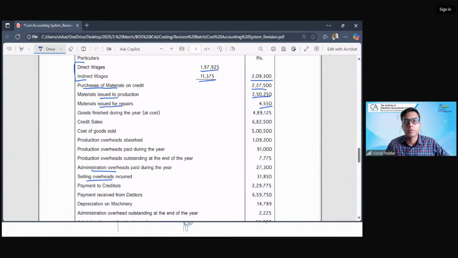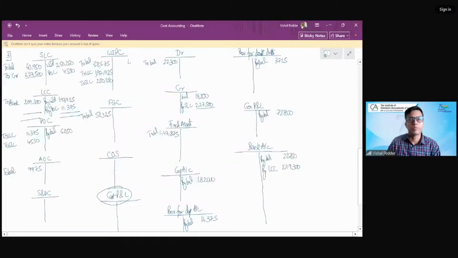Then, now next transaction is goods which are finished. So whatever is finished goods, we shift it from WIP to our FG account. So 489,125. It is by FGC, and FGC is to WIP 489,125.